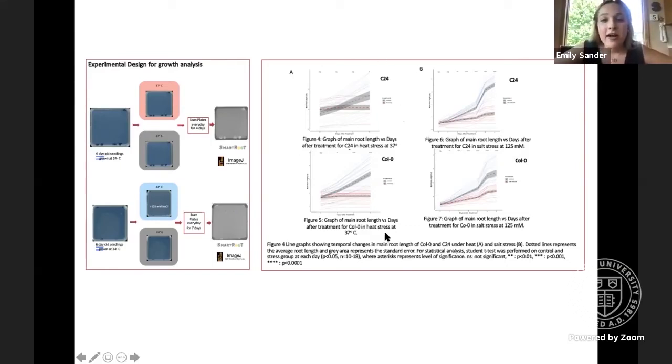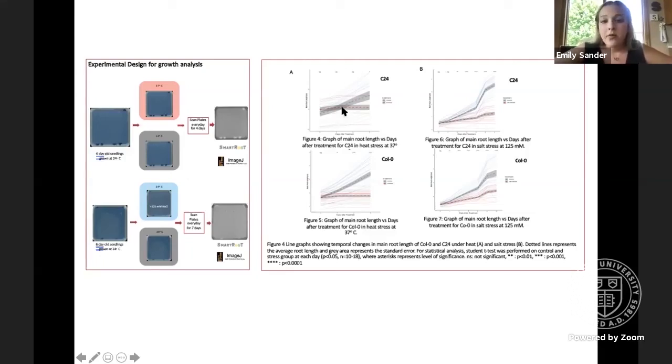So if you look at our graphs over here, you can see that there isn't a significant difference in C24 until the 3rd day after treatment started for heat. But for Columbia, there's a significant difference right away on the 2nd day. Since we saw stress granule formation occur at the same time for heat stress, these were not the results we were predicting. However, you can also see that our data for C24 is a little crazy.